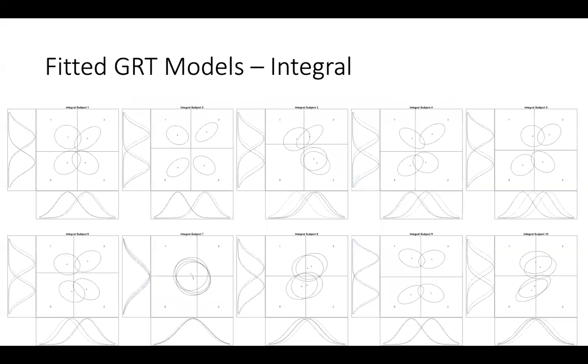Here are the fitted GRT models for the integral condition. The first thing to note is that participant 7 was unable to differentiate any of the stimuli, and participants 8 and 10 were unable to discriminate stimuli along the saturation dimension. Here I have highlighted the marginal response distributions where invariance, and therefore perceptual separability, was rejected.